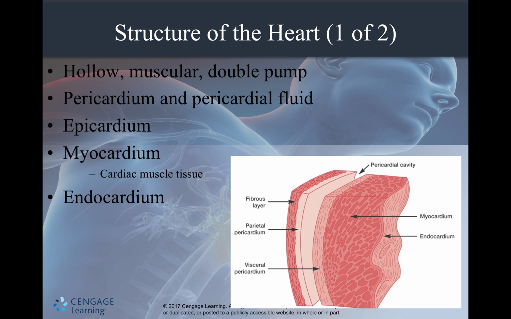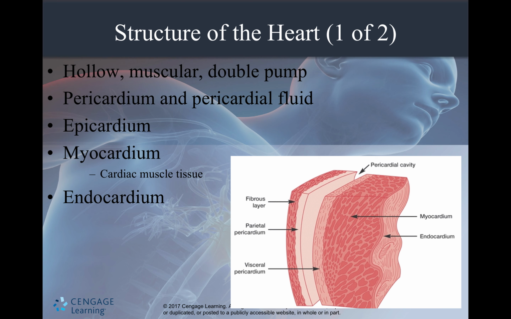So the heart is a muscle, period. It's hollow. It's a double pump. It is surrounded by a pericardium, which is its protective tissue. And then the muscle's divided into 3 types of muscle: epicardium, which is the outermost layer, myocardium, which is the middle layer, it's the strongest layer, and endocardium, which is the smooth muscle lining of the inside of the cardiac muscle.